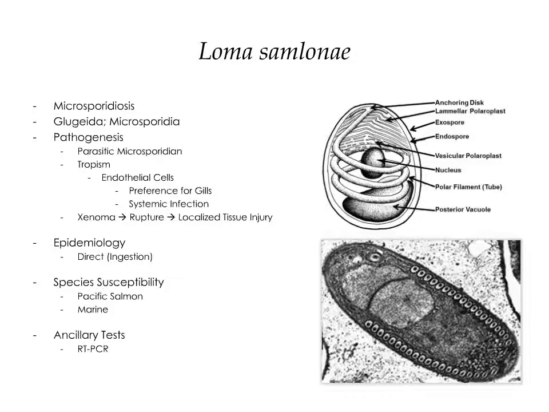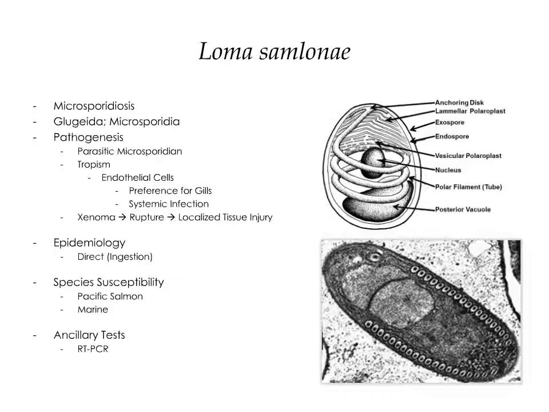Loma salmonae is the agent responsible for microsporidiosis. It's a parasitic microsporidian of the group Glugata of Microsporidia. It has a tropism for endothelial cells, particularly within the gills, though systemic infections are fairly common.